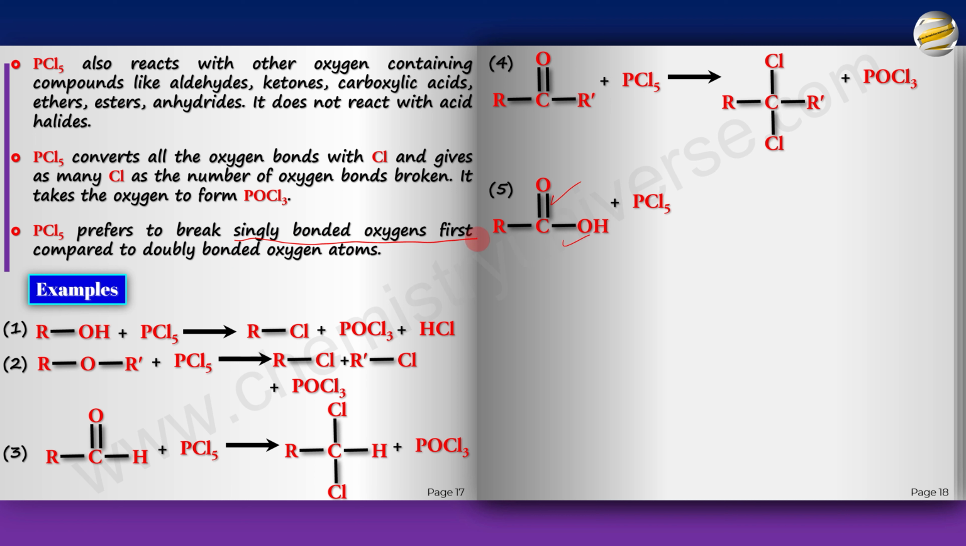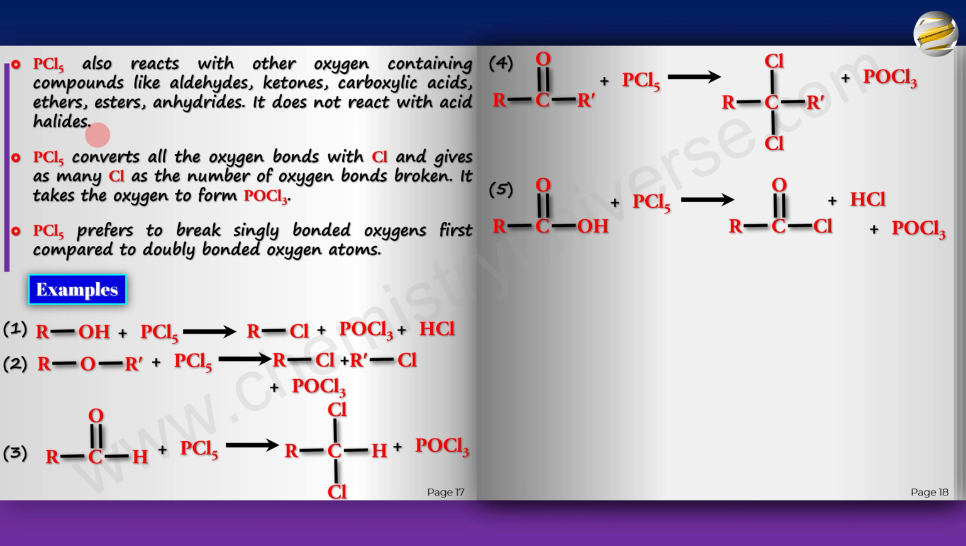Singly bonded oxygen first. So first, let's break this. It will break the two bonds of the OH, on carbon and H. What will you get? You'll get RCOCl and HCl and POCl3. Now it will not react further with this. This is the only thing it does not react with, acid halide.